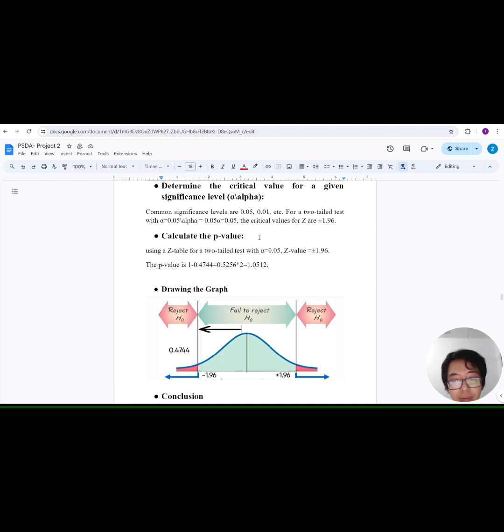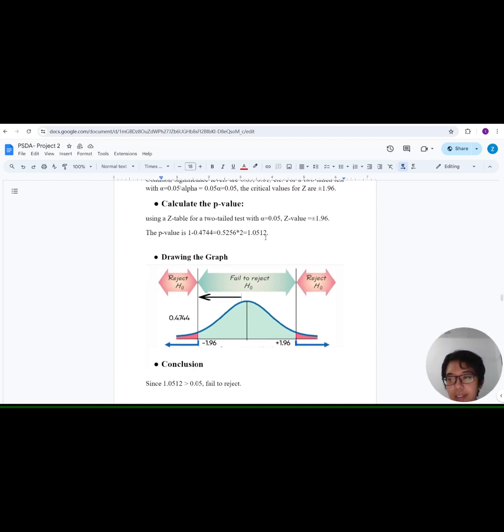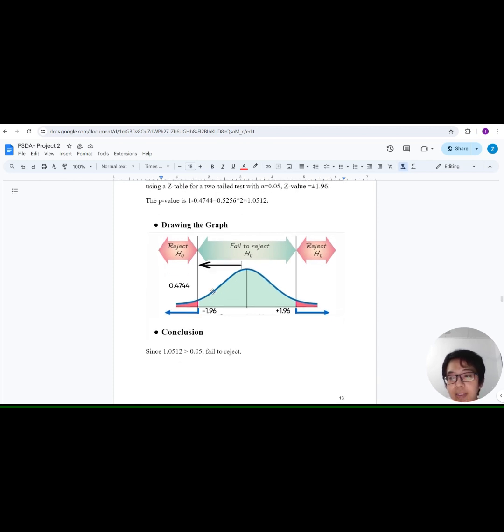And we can say the p-value is equal to 1 minus 0.4744 minus 0.5256, which is 2 times that, which is 1.0512. And according to the situation we mentioned above, we can draw the graph, in which we can see that 0.4744 is between negative 1.96 and positive 1.96.